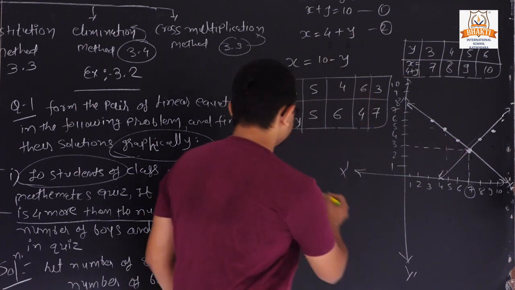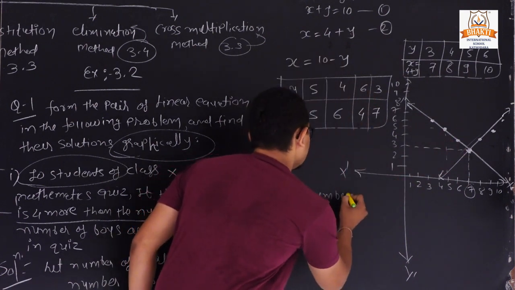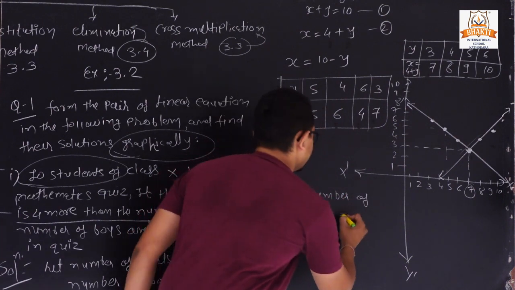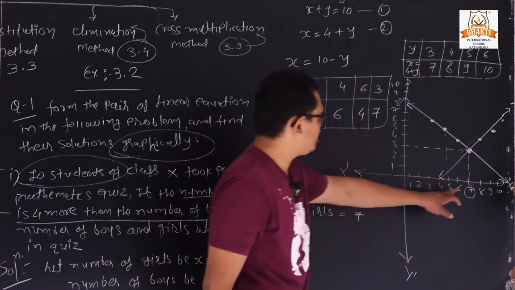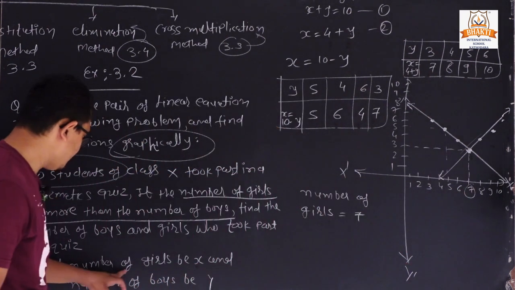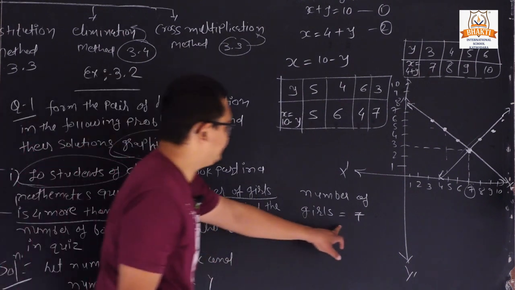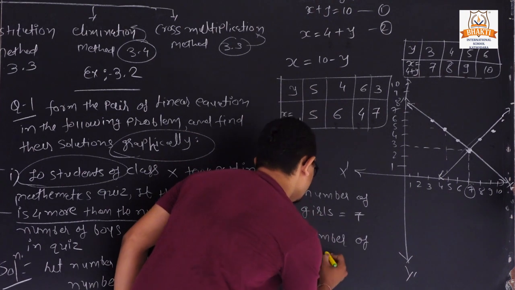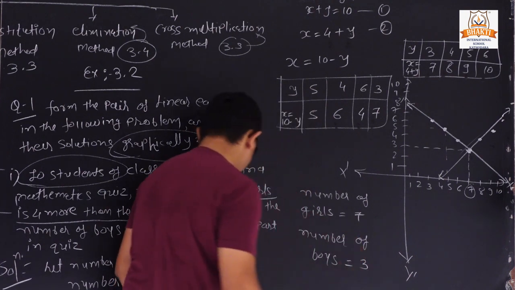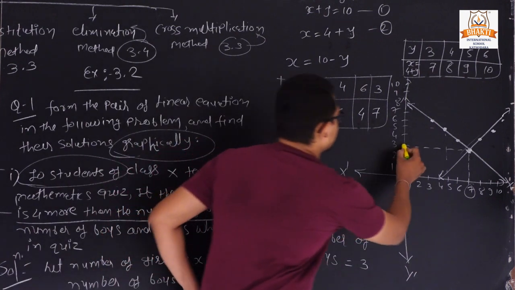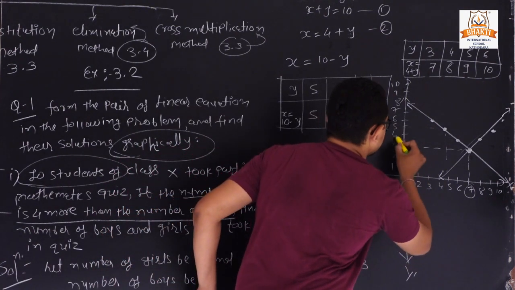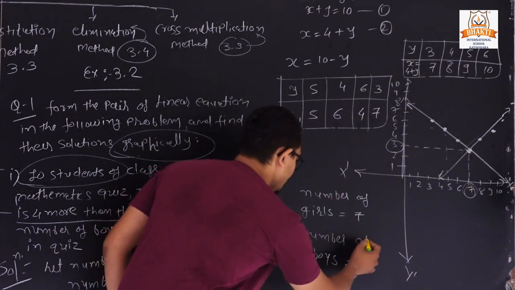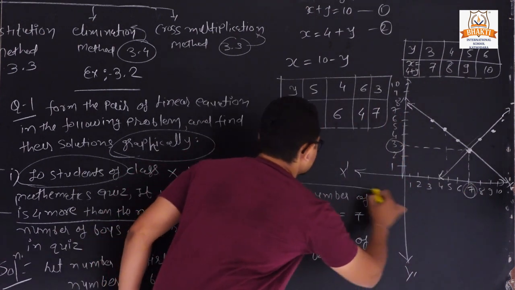So it means what? Number of girls, it is 7. Clear? Because for the x coordinate, we can assume number of girls be x, so it is 7, and then number of boys, it is 3, because we can assume the value of y. So see that on the y axis we have 3, on the x axis we have 7. So it means number of boys is 3, so it is our solution.